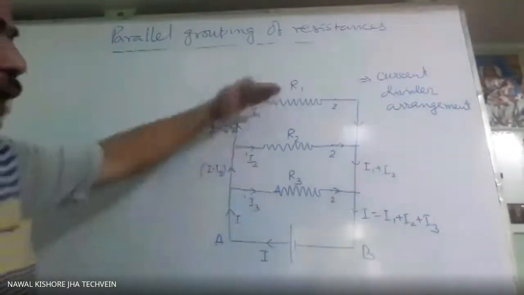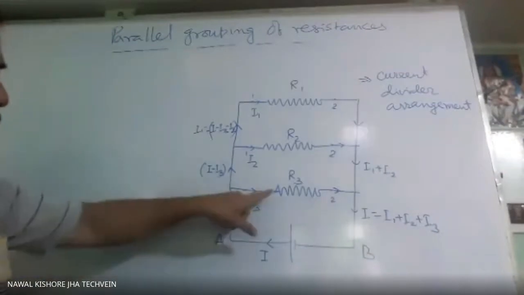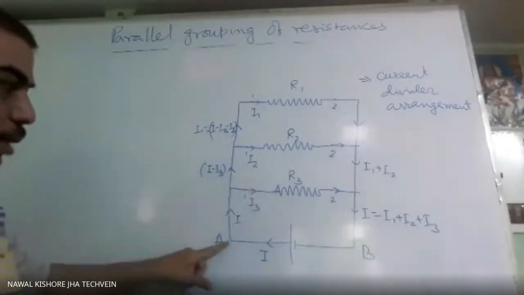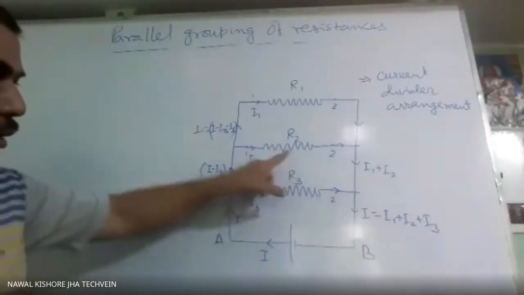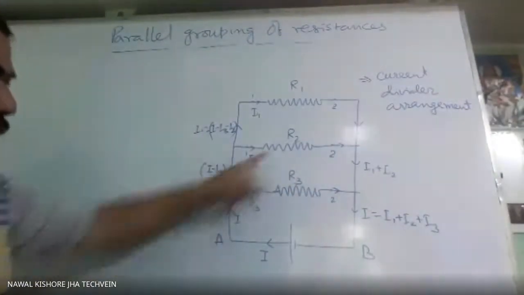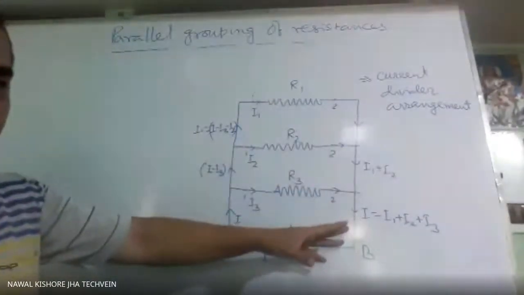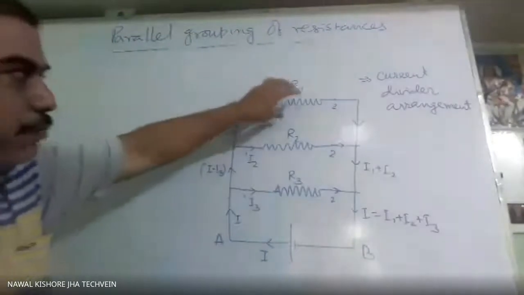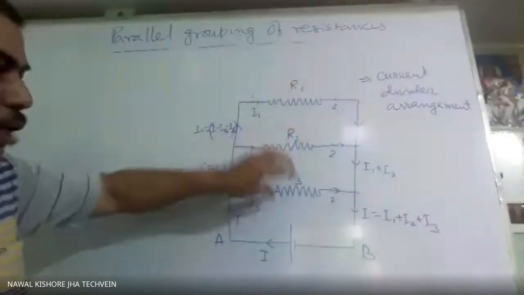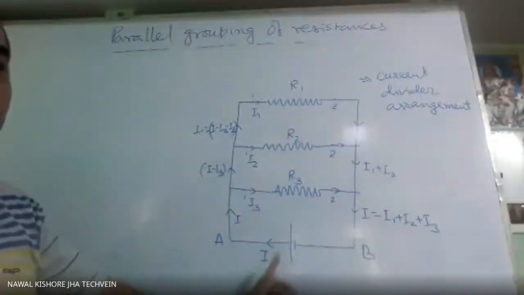Now what is the same in all? See, one terminal of this resistance is connected to point A, the other terminal is connected to point B. Here also one terminal is connected to A, and this is also connected to B, because this is connecting no resistance. This one also is the same thing. So what does it mean? Potential difference across R1 or R2 or R3 will be the same as the potential difference or terminal voltage of this source.